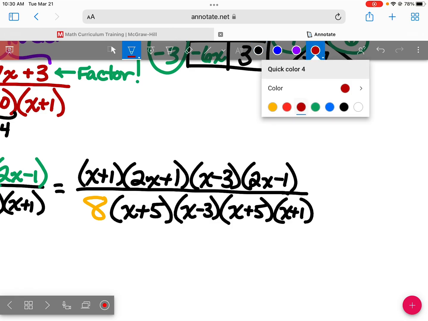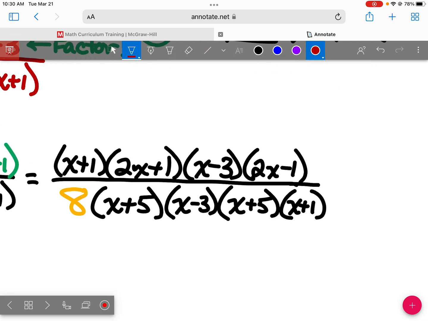Are there any common factors, anything inside parentheses that will cancel out with an identical set of parentheses on the bottom? I heard x minus 3. Anything else? X plus 1 will also cancel. Is there anything else that is identical between the top and the bottom? 2x plus 1, does it have a match down here? Because the only way it can cancel is if one is on top and one is on bottom. Is the last one a negative one or plus one? That's a minus 1 there. It came from this right here.